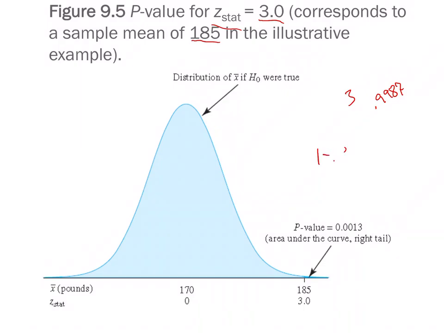To find the p-value, we find the complement of that part right there. So we take 1 minus 0.9987, and that's going to equal 0.0013, which is exactly what we have right here. The p-value is 0.0013 in the right tail, from this part over. That's a very, very small part, and this is a very small p-value, so this is the one where we would reject the null hypothesis. Remember, most of the time we want the p-value less than 0.05.